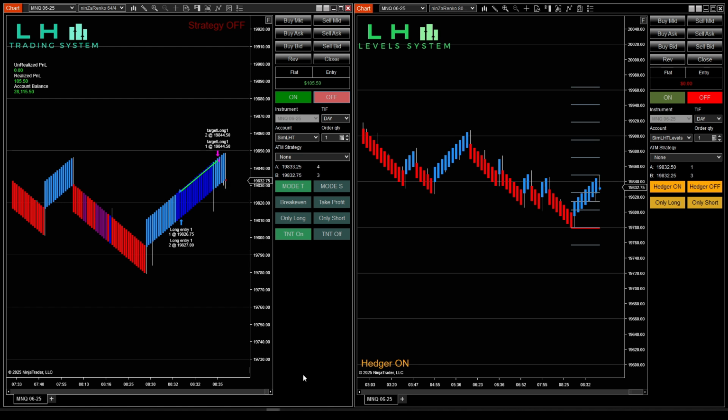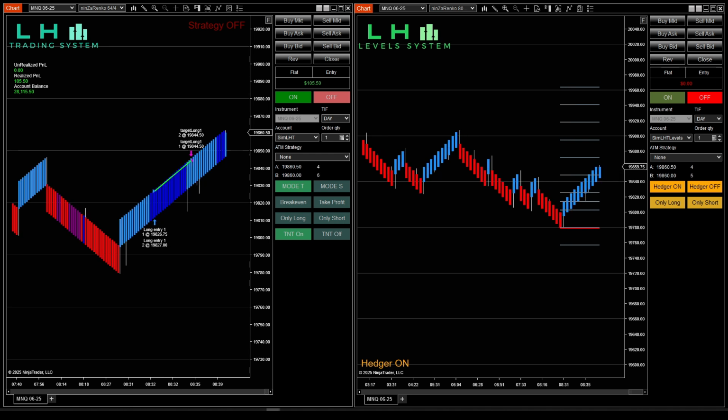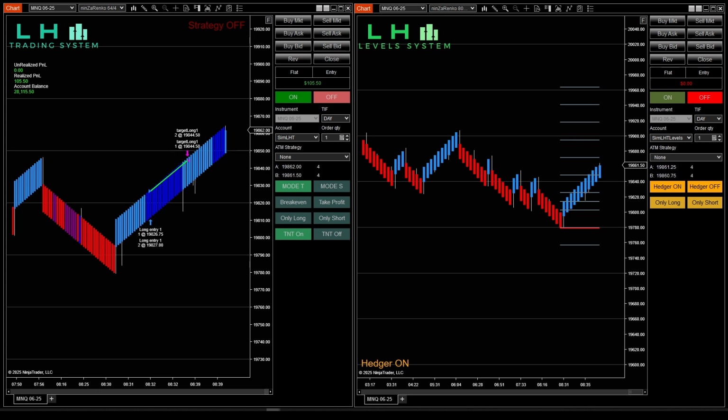My setup for LH trading system is to work with 3 micro contracts with a profit target and stop loss of 70 ticks, or $35 per contract, which is equal to $105. You can also define your daily goal in terms of profit and loss.